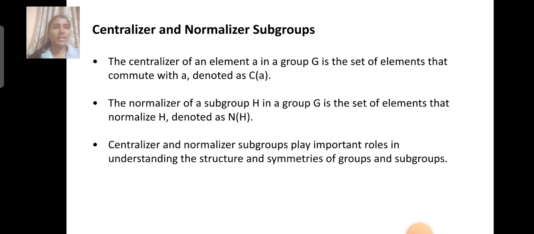Centralizer and normalizer subgroups. The centralizer of an element a in a group G is the set of elements that commute with a, denoted as C of a. The normalizer of a subgroup H in a group G is the set of elements that normalize H, denoted as N of H. Centralizer and normalizer subgroups play an important role in understanding the structure and symmetries of groups and subgroups.